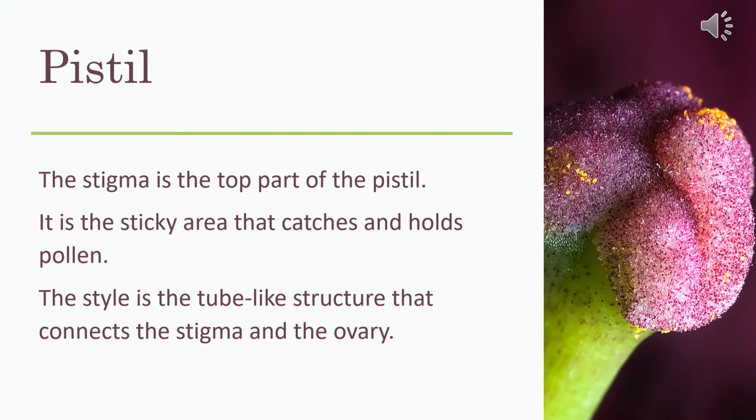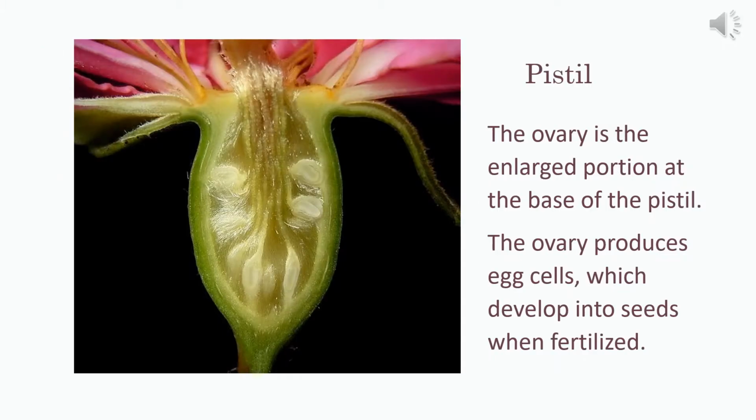Then when we move down, we have the style, and that is actually a tube that the pollen grains will go down. It will create a pollen tube until it reaches the ovary. Once the pollen grains make their way down through the style, they reach the ovary. The ovary has the ovules or the egg cells, and upon fertilization, they start to create seeds.